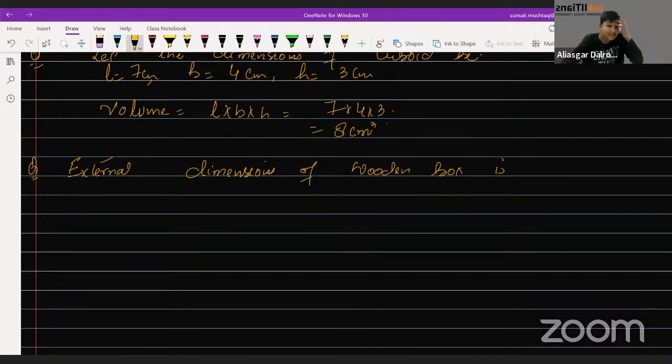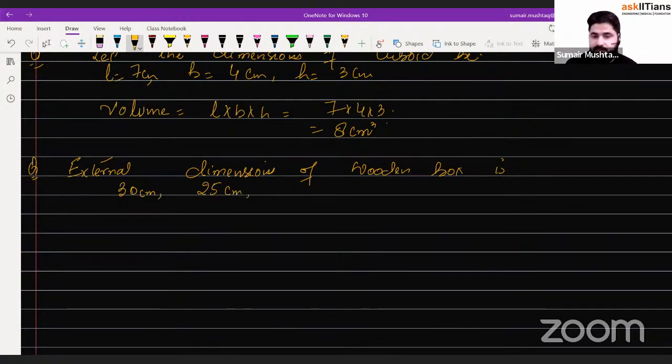When will it be external and internal? Umair, can you tell me? Sir, when it is hollow, then it will be external. Obviously, there should be some thickness of wood, isn't it? Very nice. So it is 30, 25 and 20 centimeter. If the thickness of each side is 2 centimeter, that means what is this thickness? This is the thickness of the wood, isn't it?